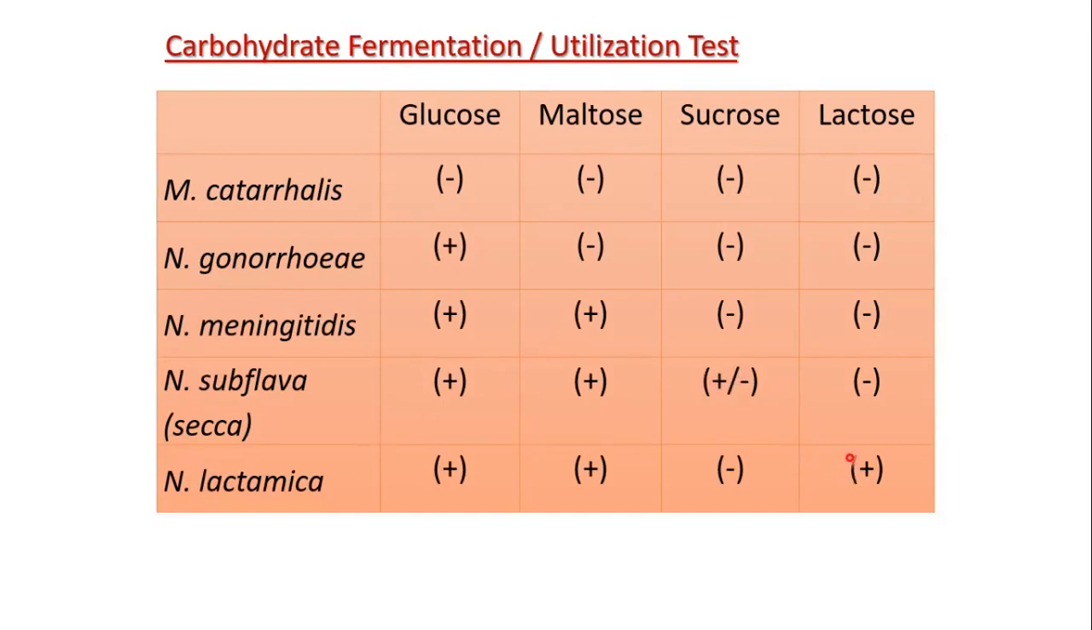sucrose, L for lactose. Gonorrhoeae, letter G, can only ferment glucose. On the other hand, meningitidis, letter M, maltose. Aside from glucose, it can also ferment maltose. Neisseria subflava, letter S, sucrose. Though there are some biotypes or biovars of Neisseria subflava which cannot ferment sucrose, still most of its population can ferment sucrose. And lastly, lactamica, lactose. Neisseria lactamica is the only species of Neisseria which is able to ferment lactose.